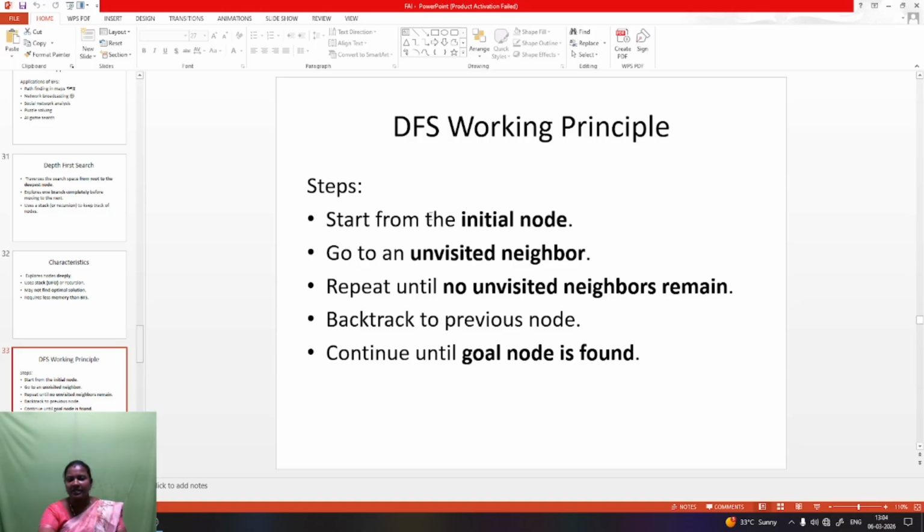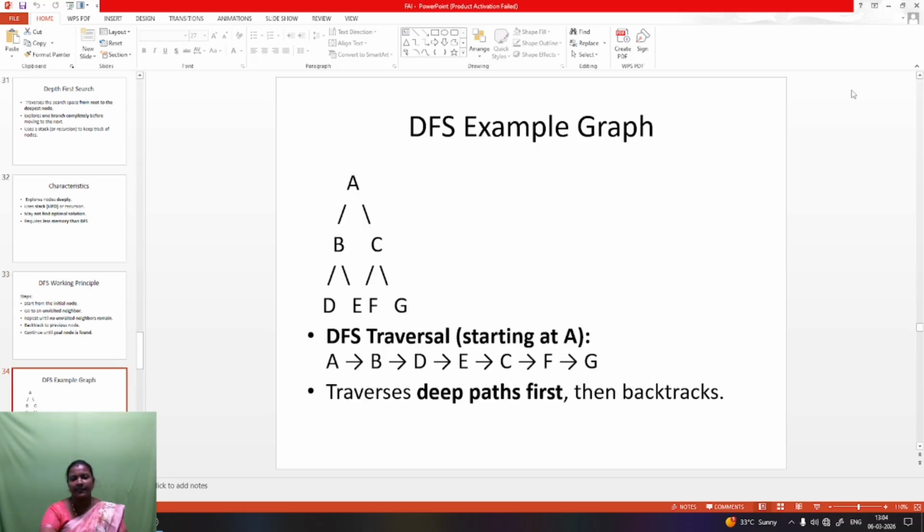The steps: first we start this algorithm at the initial node or parent node, then go to an unvisited neighbor, and repeat until no unvisited neighbors remain. If there are visited neighbors, then backtrack to the previous node and check if there are any unvisited neighbors. If there are any unvisited neighbors, then visit them, otherwise we do backtracking. Continue this process until the goal node is found.